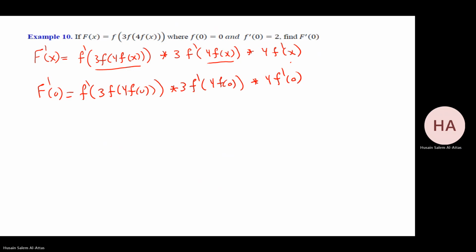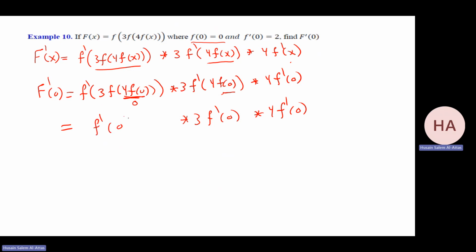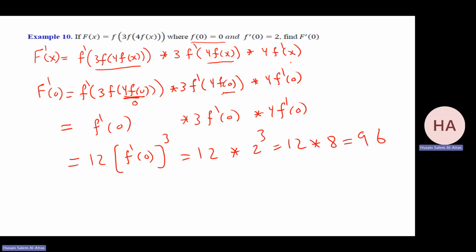f at 0 is what? 0. So this is 4 times 0, so this is 3 f prime at 0. Plus this one, f of 0 will be 0. I have f of 0, which is 0, times 3, so I still have f prime at 0. So that gives me 12 f prime at 0 cubed, which is 12 times 2 cubed, 12 times 8, which is 96.